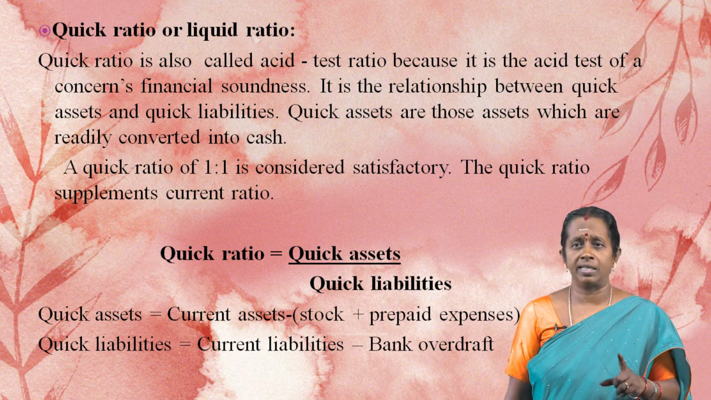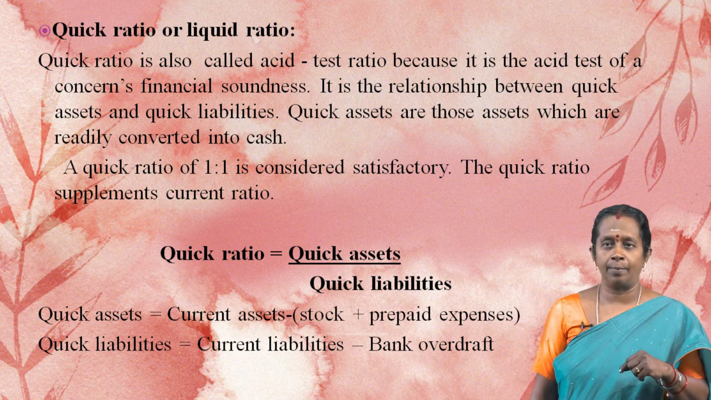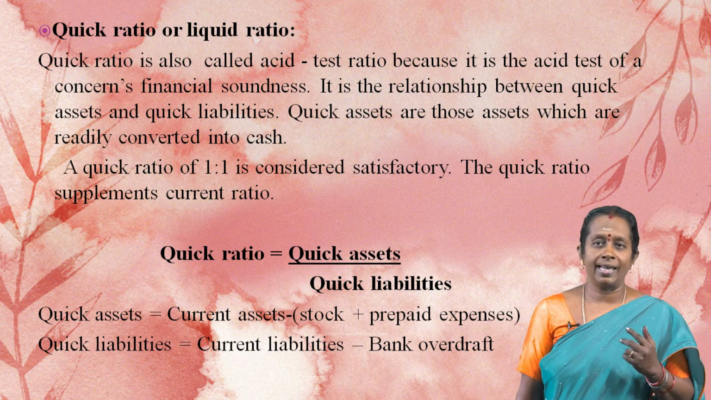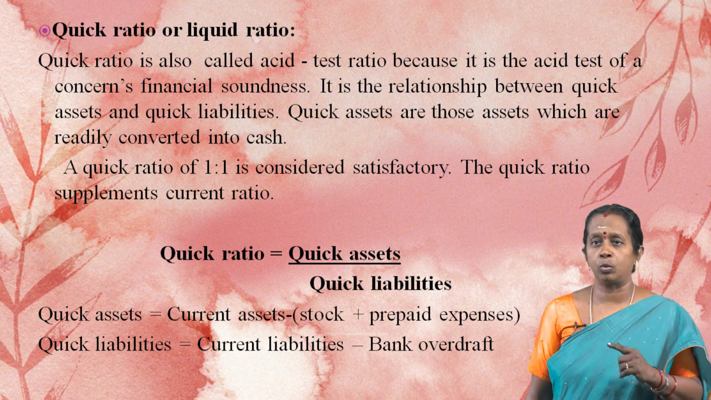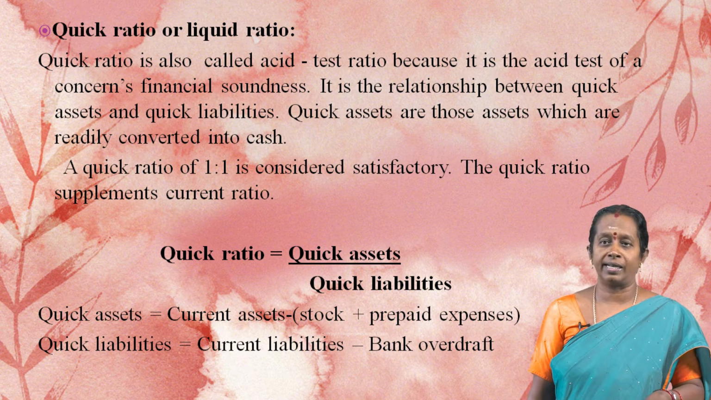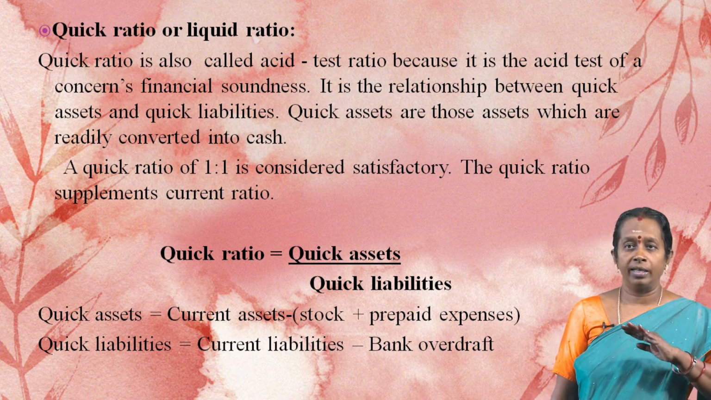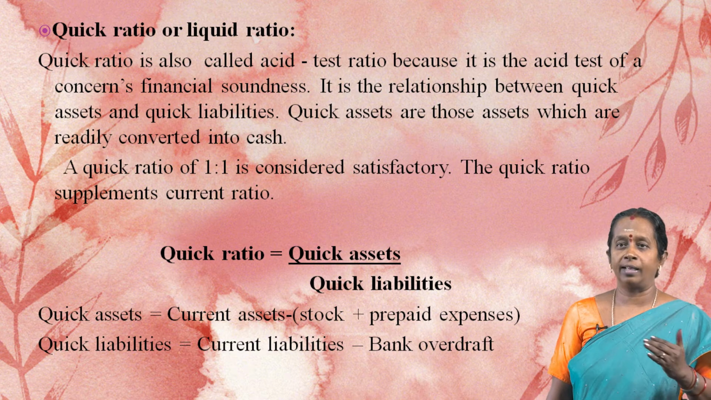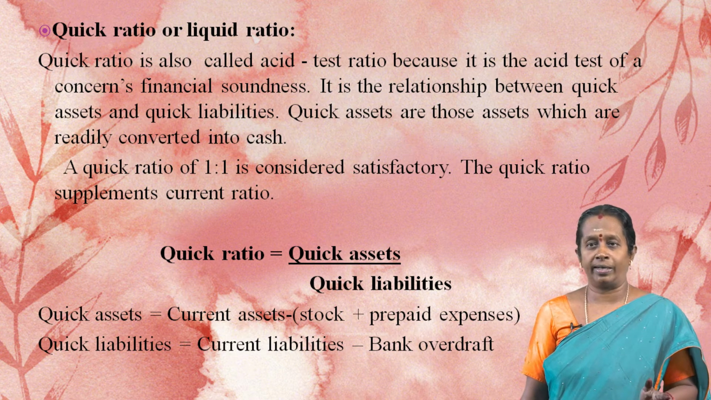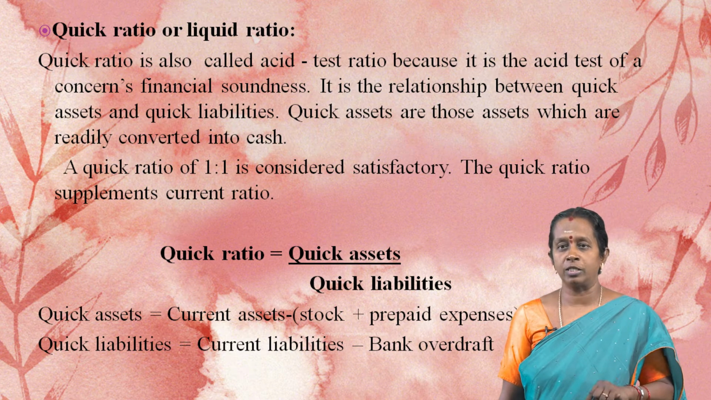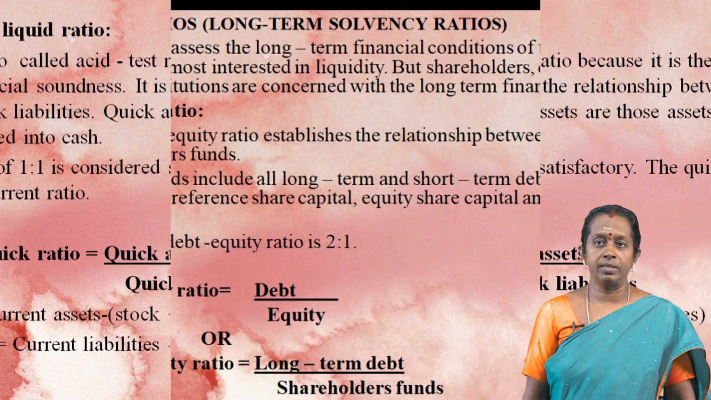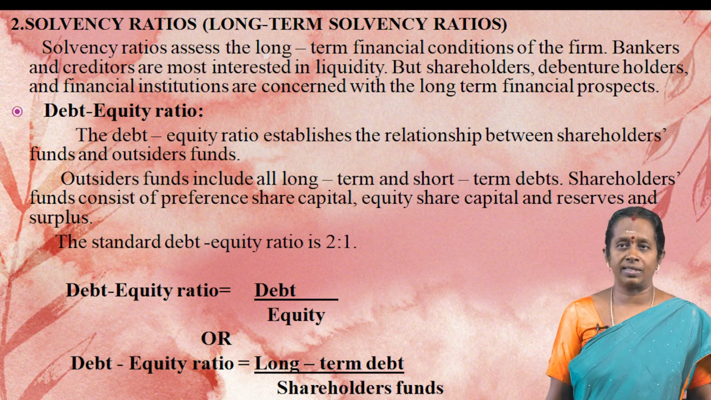Then what are quick liabilities? The same, we take the current liabilities. If we reduce bank overdraft, that will be quick liabilities. In that circumstance, a quick ratio of 1:1 is considered satisfactory. If the quick ratio supplements the current ratio, well and good; if there is any difference, we have to take further steps to make a remedial measure to balance that particular quick ratio. The formula to find out this quick ratio is quick assets divided by quick liabilities. Next one is solvency ratios.